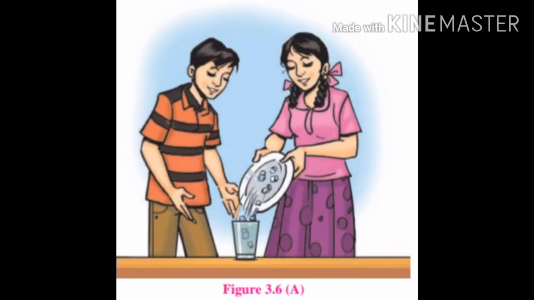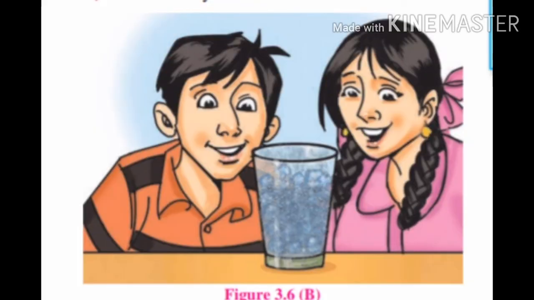Now students, do one more activity. Take a glass with a flat bottom. Put some ice cubes in it. Keep this glass in a room for 2 to 3 minutes. After some time you will see droplets of water on the outer surface of the glass.